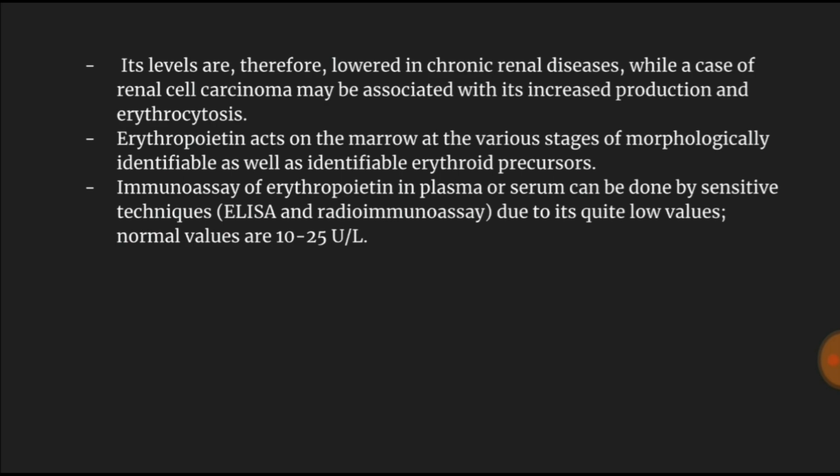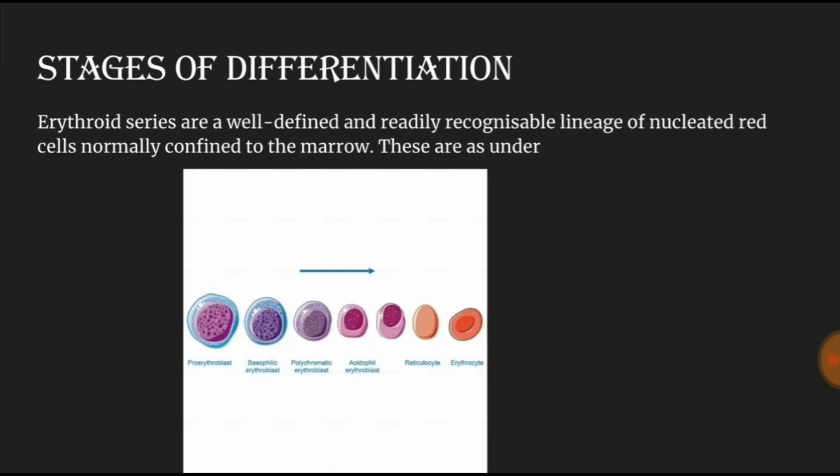It is done by an ELISA technique, which is an immunoassay technique that is used to indicate the production of erythropoietin in the plasma or the serum of a patient. There is another method, which is immunoassay, where radioactivity is used to determine the presence of erythropoietin. The normal value of erythropoietin present in a human body is 10 to 25 U per liter, that is units per liter. So this is the process of erythropoietin.